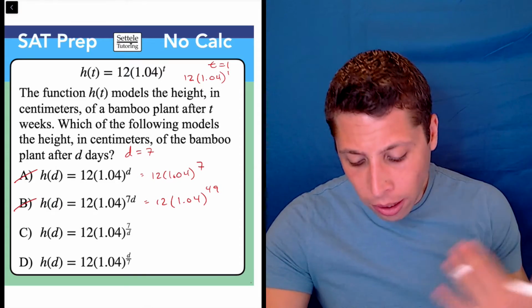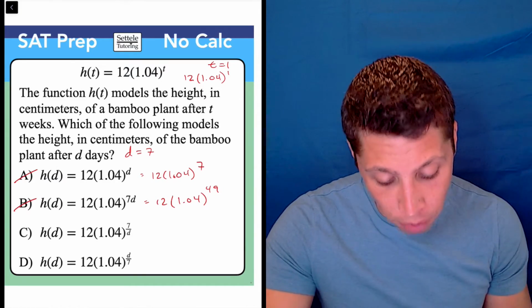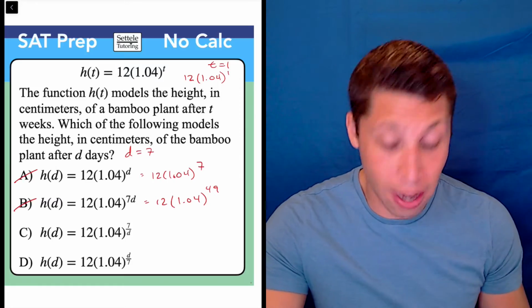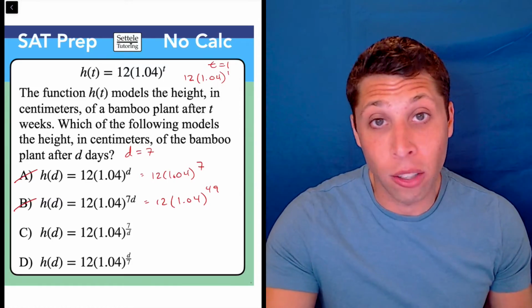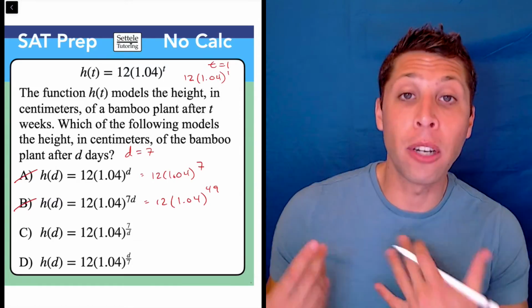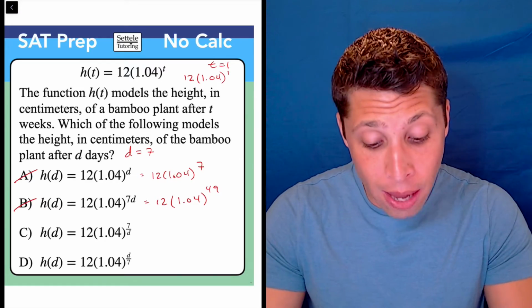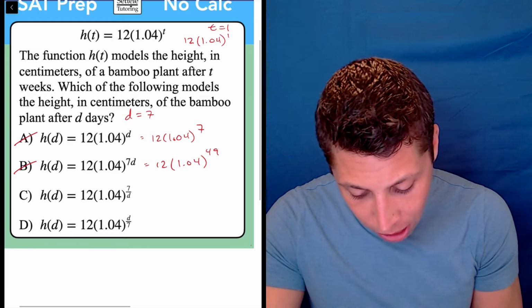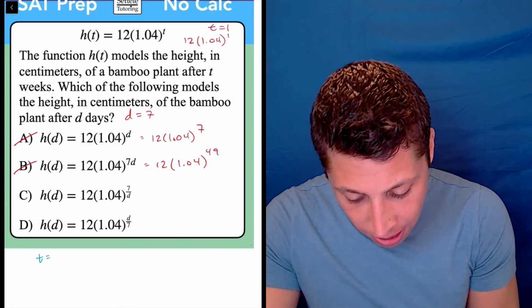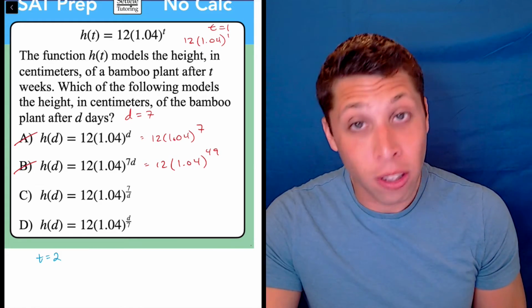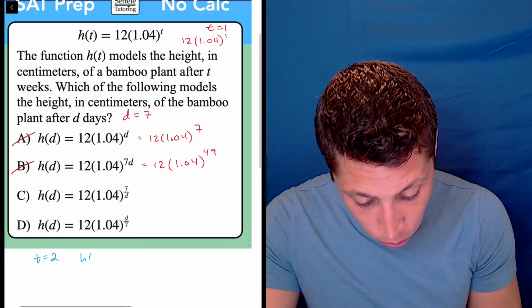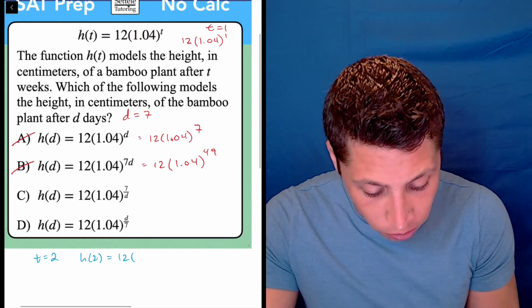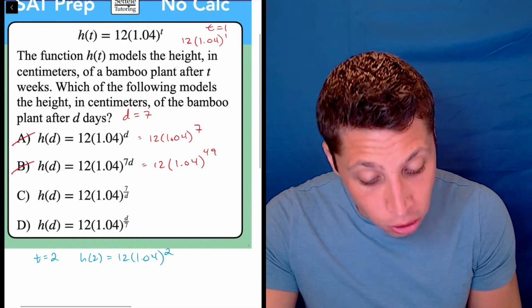But we can see we've got a little bit of a problem with C and D, right? Because both of those are going to give us 7 over 7, which is going to be 1. So this happens sometimes. Our number doesn't work perfectly. That's okay. We have a backup plan. We can just pick a new number. So in the original equation now, I would say that t is equal to 2, right? So this is 2 weeks. So h of 2 is going to be 12 times 1.04 squared.